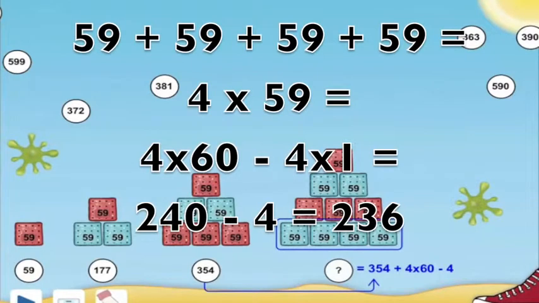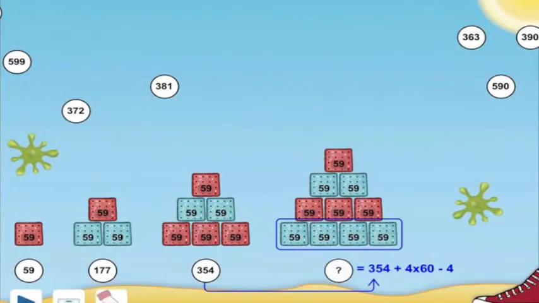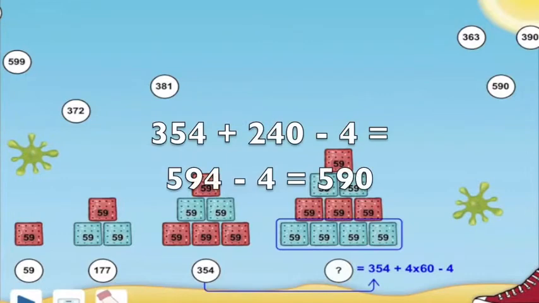We then have that 59 plus 59 plus 59 plus 59 is the same as 4 times 59, and that's equal to 4 times 60 minus 4 times 1. 4 times 60, 4 times 6 tens is 24 tens or 240, minus 4 times 1 is 4. We have 240 minus 4 is 236. We will add 240 to the previous total of 354 and then subtract away 4. So 354 plus 240 is 594, minus 4 is 590.